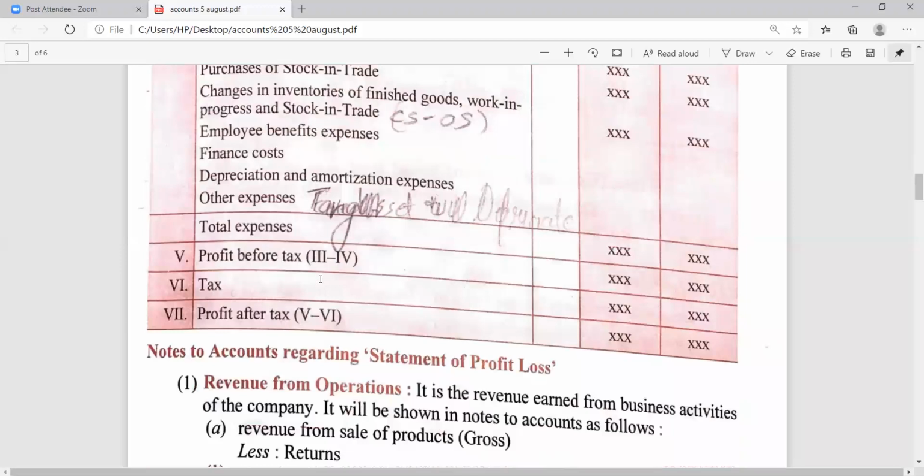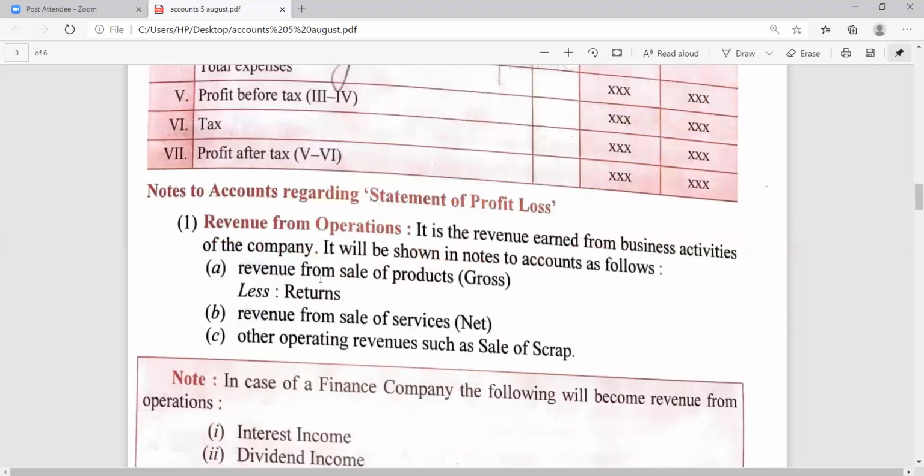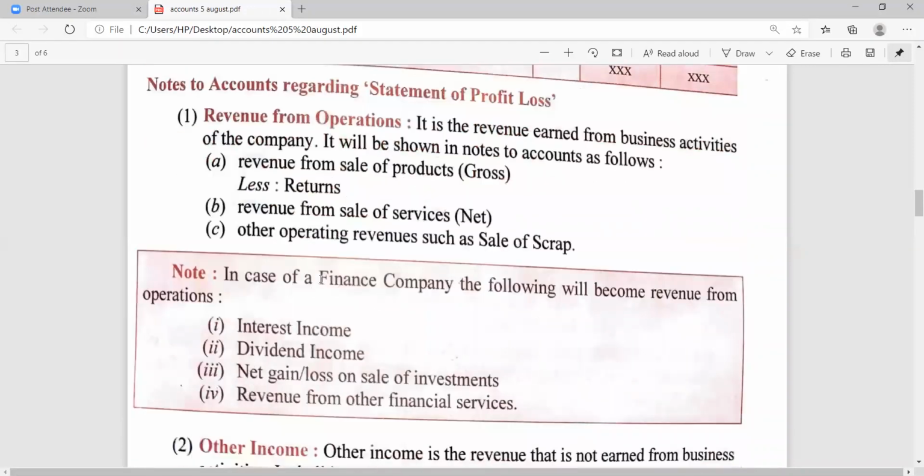First of all, revenue from operations means all types of revenue received by selling products as well as services. If any returns are there, they will be deducted, and any other operating revenue such as sale of scrap is also included. In the case of a finance company, the revenue from operations will be interest income, dividend income, profit or loss on sale of investment, and revenue from other financial services. These are the revenues of companies dealing in finance.